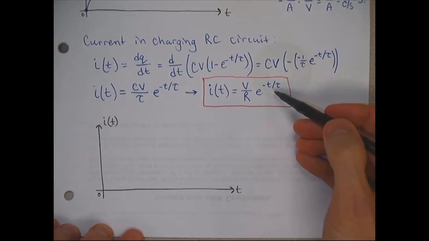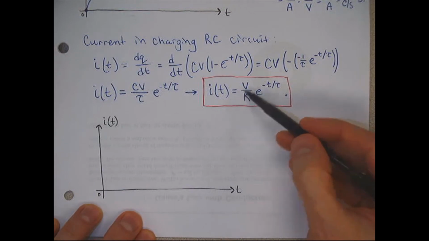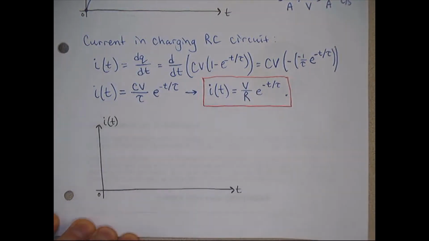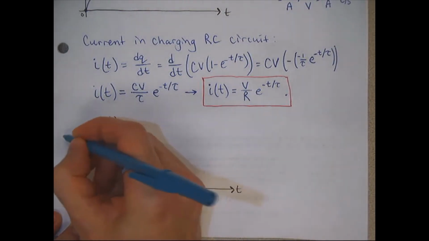What do you think the starting value of the current should be naturally? When time is 0, e to the minus 0 is 1, and the starting current is just the battery voltage over R. That's good. It makes sense. I could even call that I0.